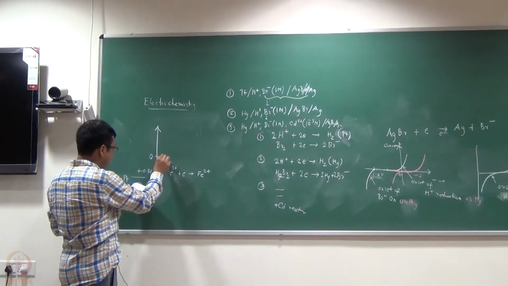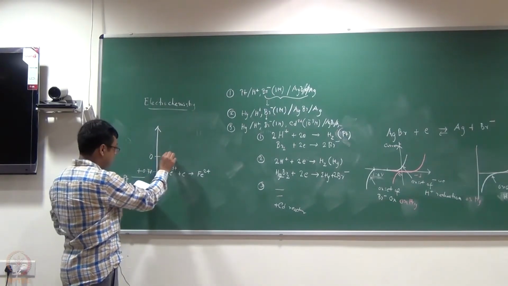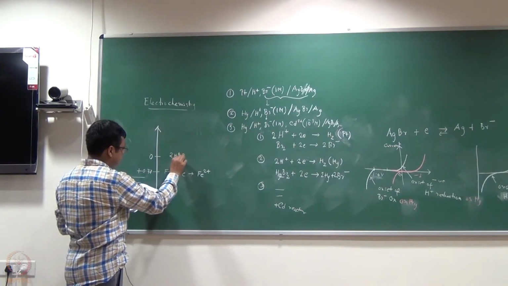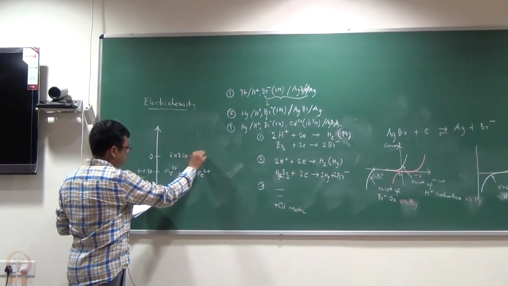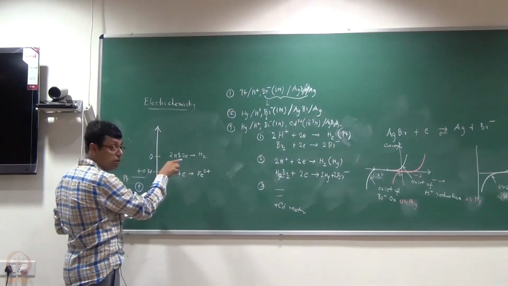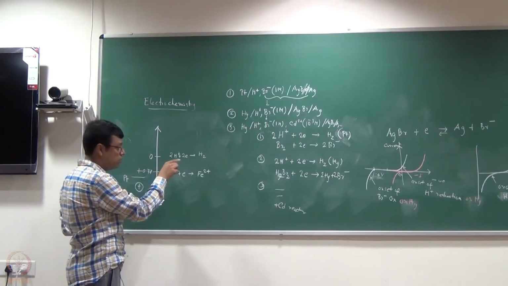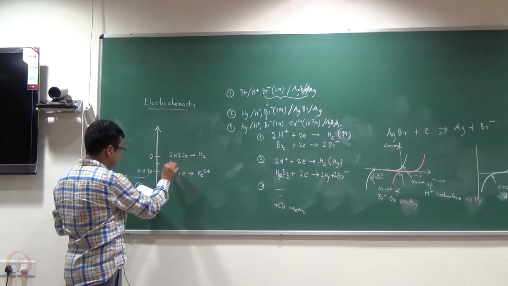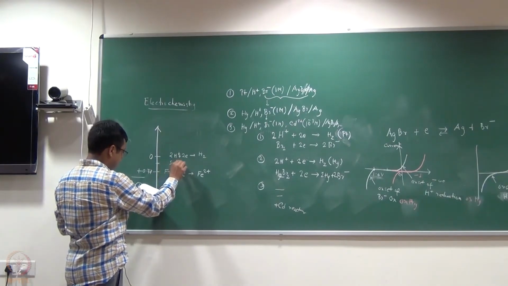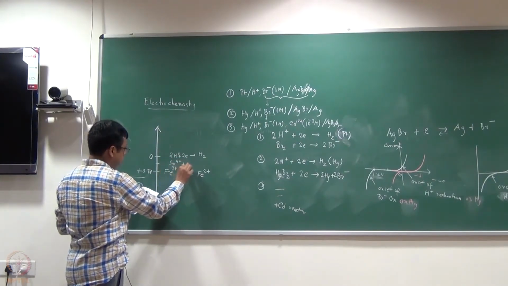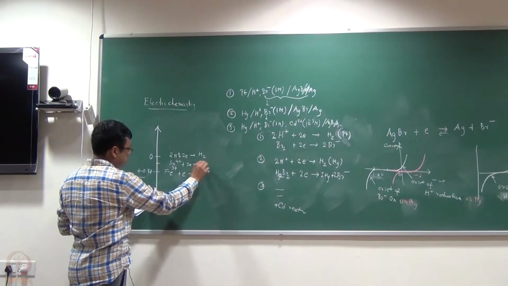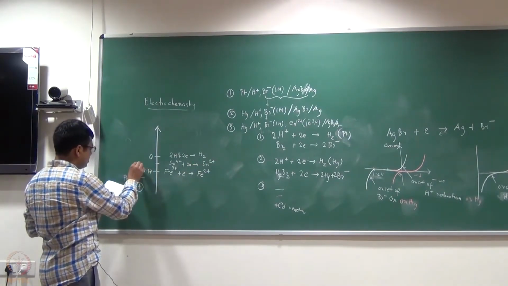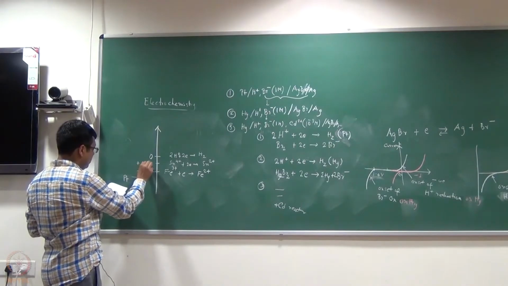Of course, I'll have the hydrogen couple. If I have say 2H+ plus 2 electrons going to H2. Okay. I'm just writing the reduction potential. And suppose I have in my solution some tin ion, so Sn4+ going to Sn2+. The potential is plus 0.15.